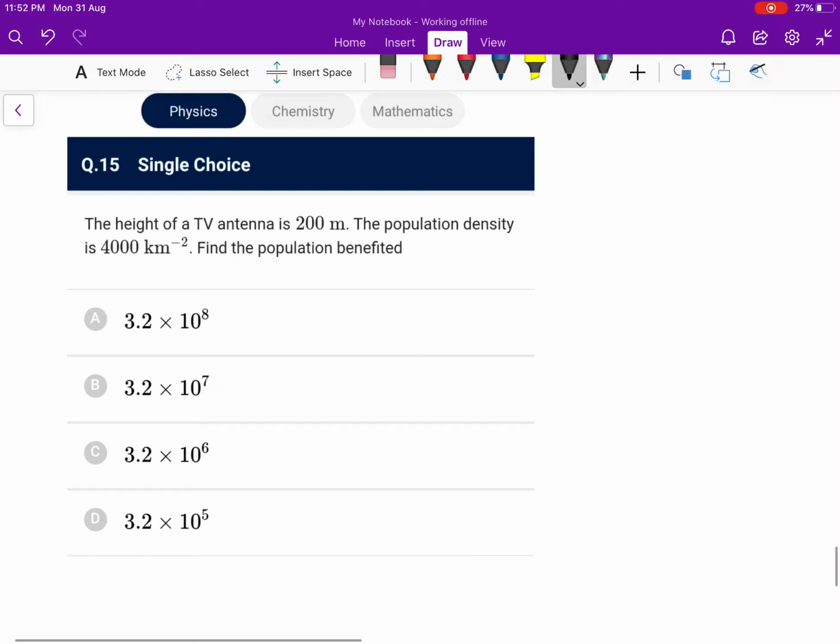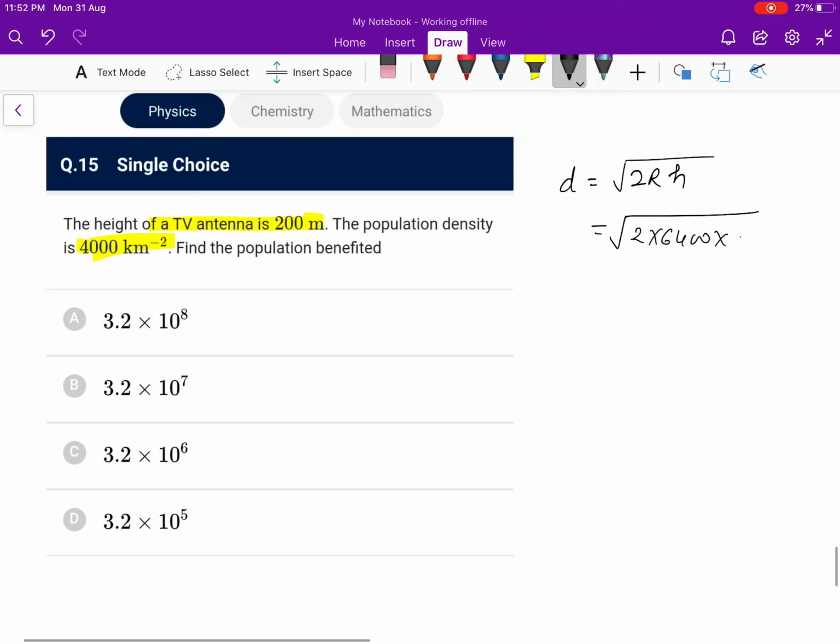Now similarly this one, this is another type of question that is given in your NCERT as well. The height of a TV antenna is 200 meters, population density is 4000 per kilometer square. Find the population benefited. So first of all, the range of that antenna you say is root 2Rh. So that is root 2 R, that is 6400 kilometers. Keep it in kilometers only, that would be beneficial for us. h would be 0.2. So you can write it as 2 into 0.2 into 6400, that is you can write it as 4 into 640. I can do that, that would be better for us.